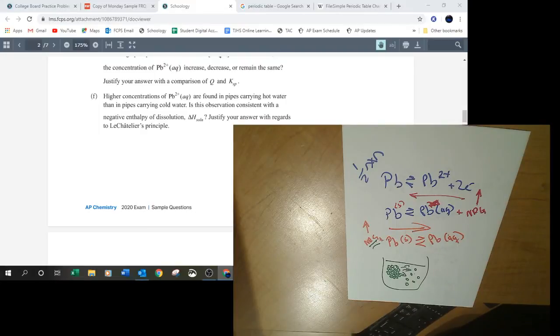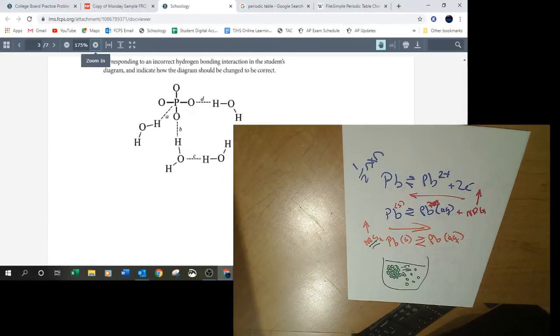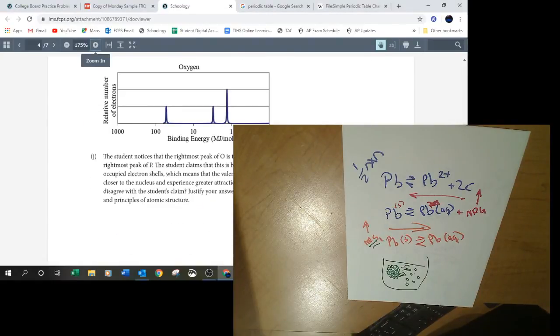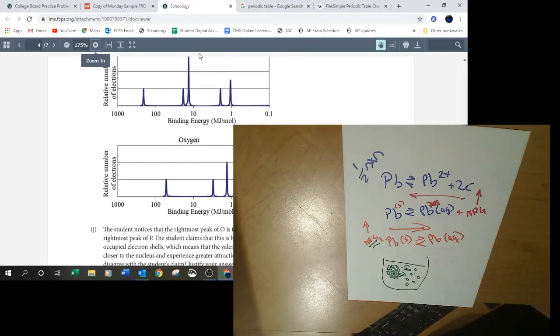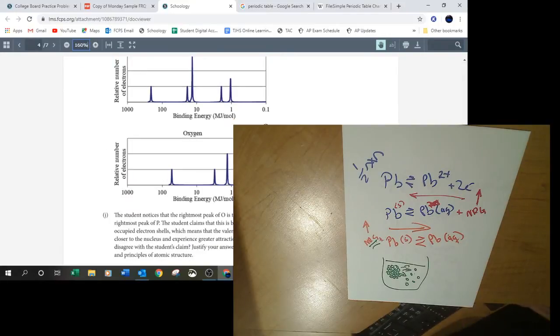Okay, so the question is, letter J: believe that oxygen is further along the group than phosphorus is too vague. Okay, so let's look at J. Let me get this all on one screen. Alright, there we are.